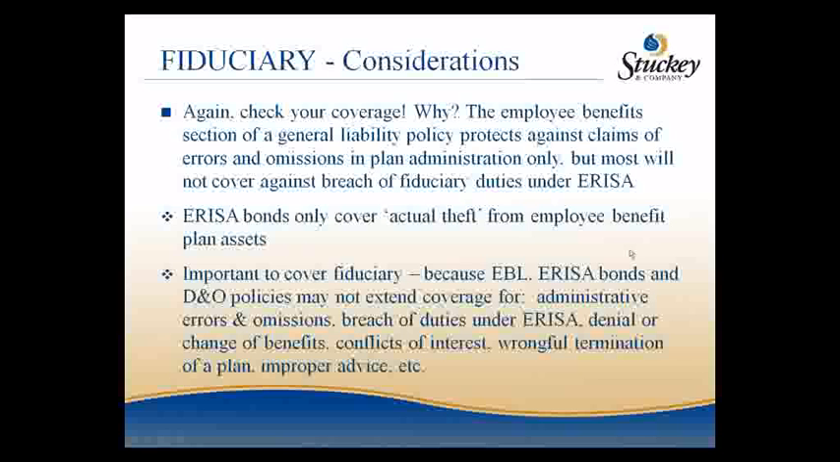Basically, the employee benefits section of a GL policy protects only against claims of E&O in plan administration only. Most will not cover breach of fiduciary duties under ERISA. And then that second point there, the ERISA bonds, keep in mind that those usually only cover actual theft. I usually recommend to people when they're looking at management liability coverage to always group your D&O and your fiduciary together. Why? Because your D&O usually excludes claims for both your EBL and your breach of ERISA fiduciary duties, the EBL, of course, being your employee benefits section.